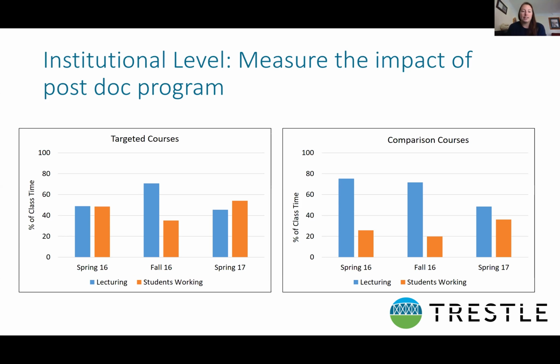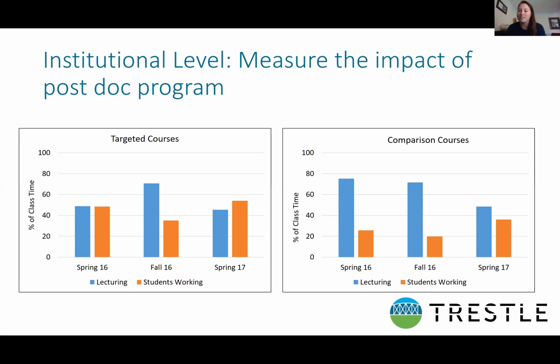So here are these classes that we're changing, and here are the comparison courses. And we're seeing big differences in the amount of time that instructors are lecturing and the amount of time that students are working. I don't have fall 17 data in here yet, but from what I've seen so far, you can really track it from spring to spring and fall to fall. With our targeted courses, we're getting nice drops in lecturing and big increases in students working. So this is something we can use to go back to our provost and say, look at the impact that these postdocs are having in these classrooms.